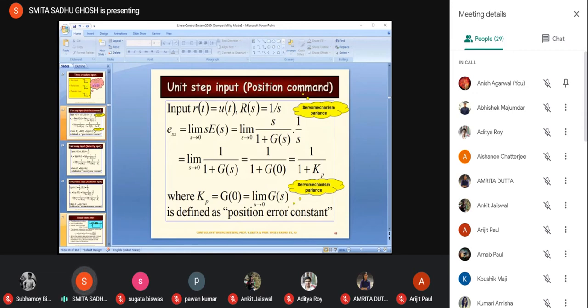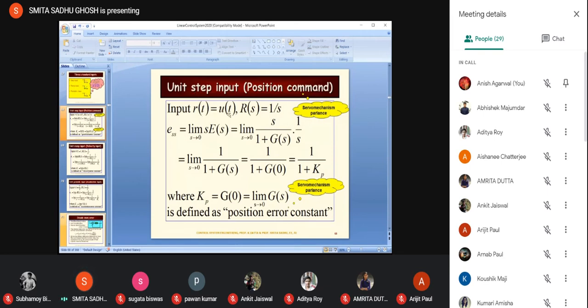So a step input would be a position command, a ramp input would be a velocity command, and a parabolic input would be an acceleration command, and so on. Because these come from servo mechanism terminology, this term is used for a step input. You would find it in many books, that's why I've put it over there. But nevertheless, right now we are going to see what happens when a step input is applied to a system, and for that matter, a step input of unit amplitude. So we call it a unit step input.